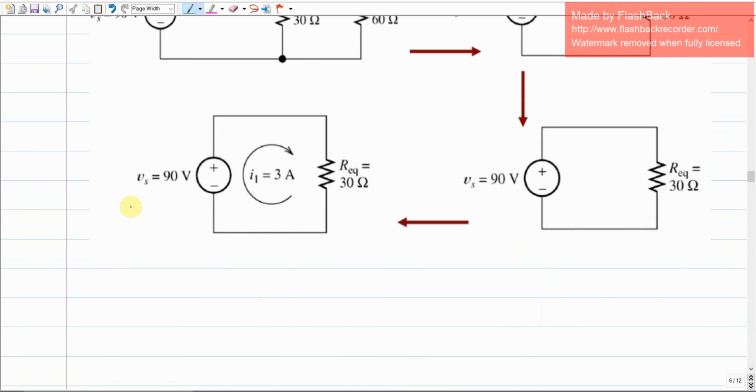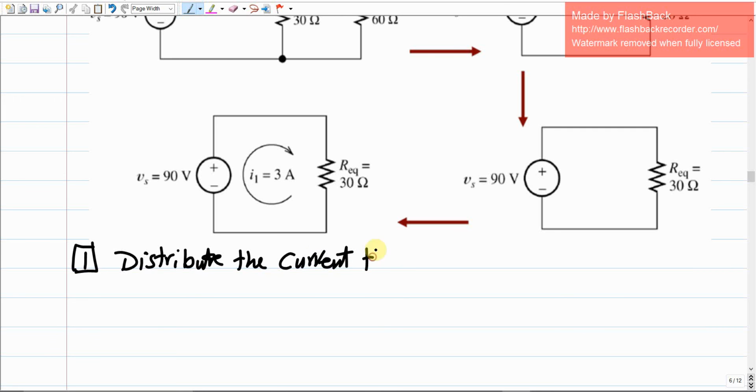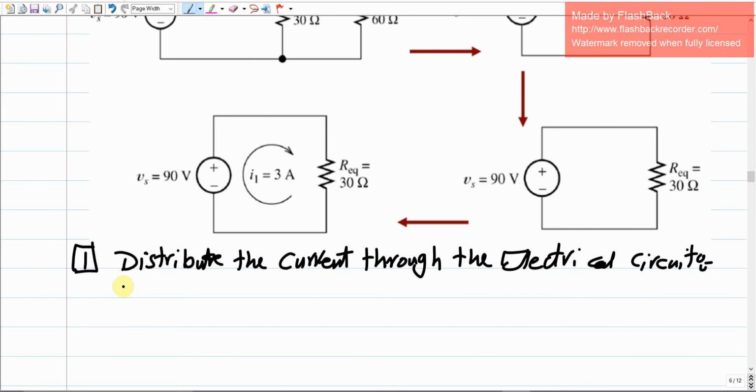So the procedure and the steps that we start with, I'm going to write down these steps here. So step 1, in step 1 your objective is just to distribute the current through the electrical circuit. Make sense? Very simple, like what we did a million times before.